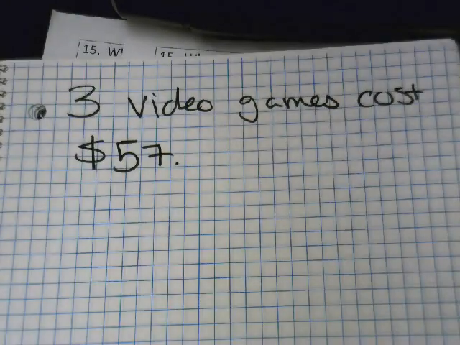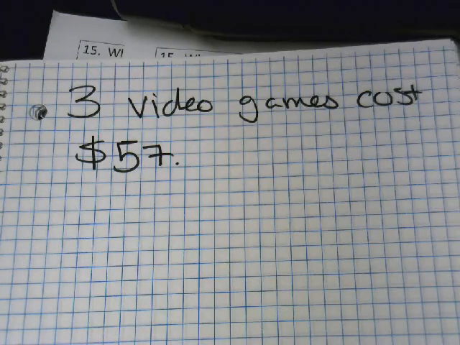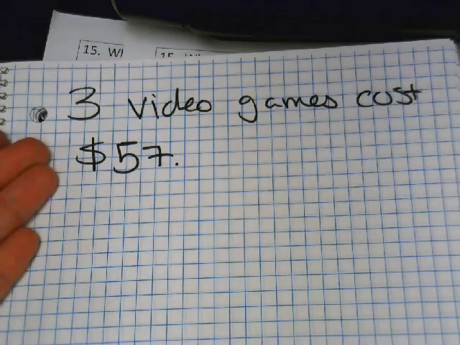So I ended up with FIFA 4, and they also gave me the brand new Fortnite. What's the other one? Call of Duty. Call of Duty 2. Hence the price is 3 video games for 57.